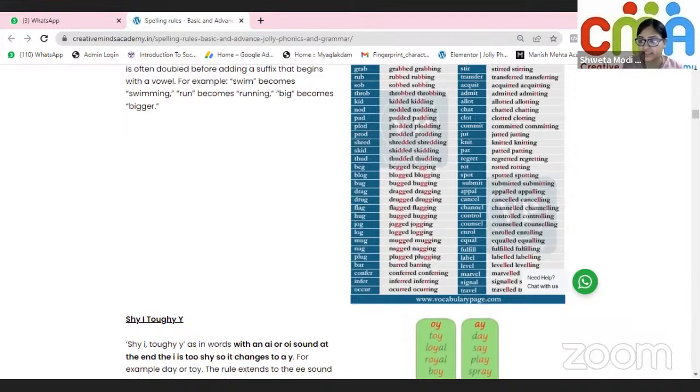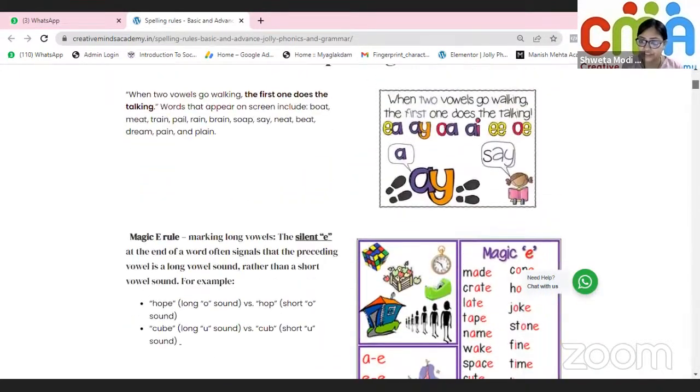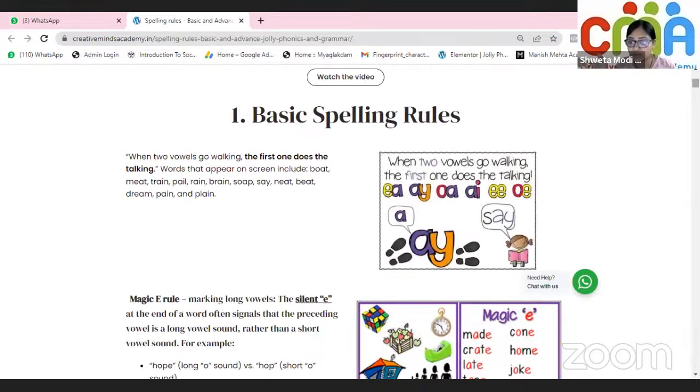So let me just quickly explain whatever we have done till now. So the first rule was, when two vowels go walking, the first one does the talking. So when you find two vowels together, you have to give the letter name sound. Okay, like if it is A, say A. If the first letter is E, say E. If the first letter is I, say I. Like in the word dream, E is coming first, EA. So E says its letter name, E.